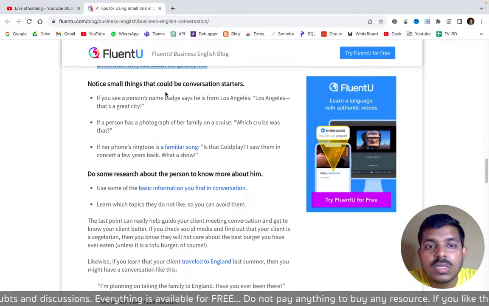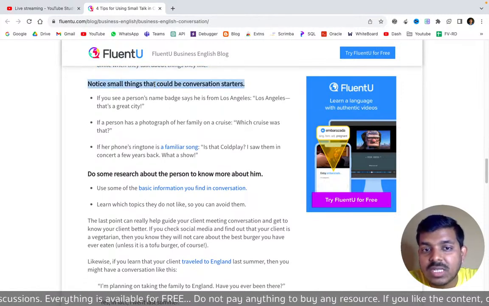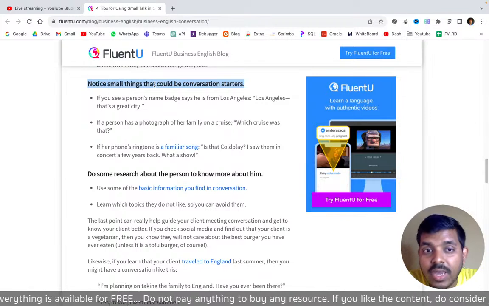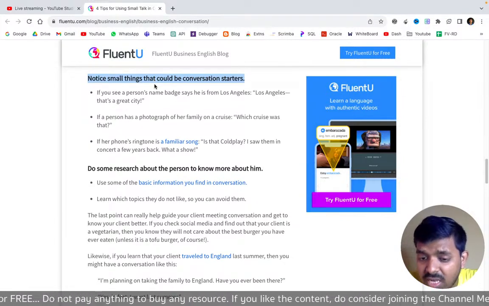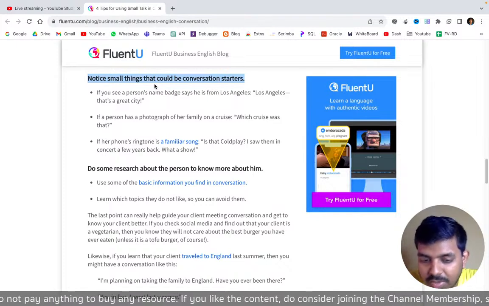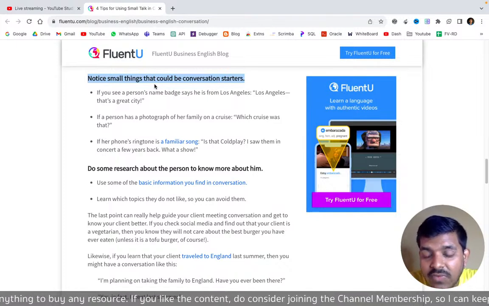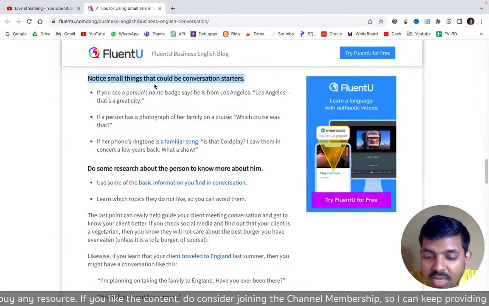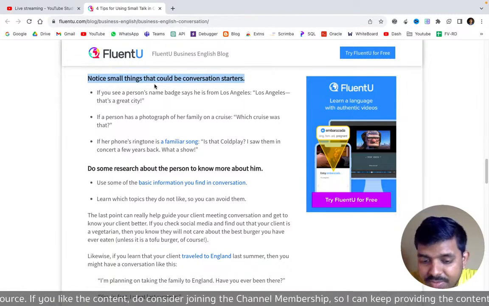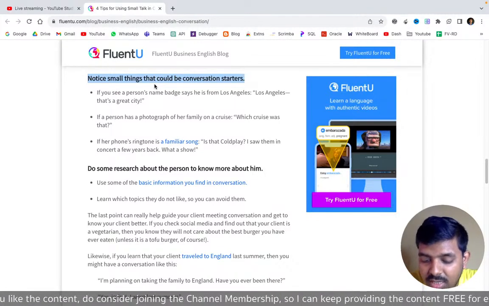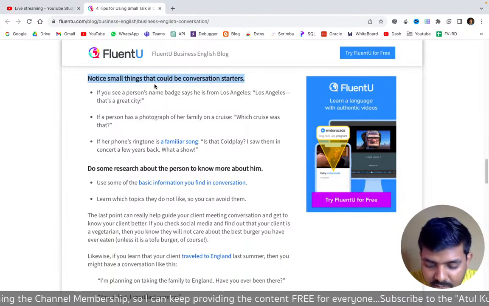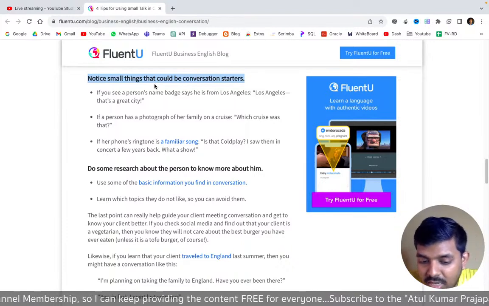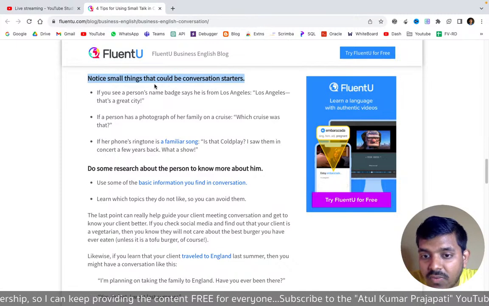Then notice small things that could be conversation starters. Now where does this point come into the picture? If you are someone who is a very keen observer of the things around you, you could definitely start off a conversation. For example, if two people are at a club, maybe a television is running and there is news that has happened in the locality. Maybe there has been an accident. So what will happen at that point is that you can start off a conversation.